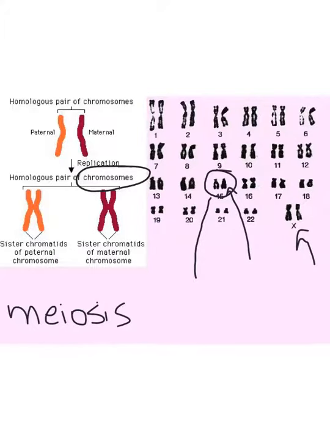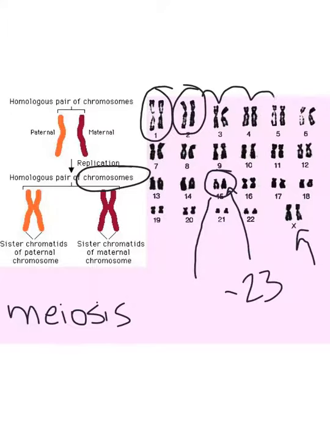You can see we have 23 pairs of chromosomes. So we got two number ones, two number twos. The chromosomes get smaller and smaller as you move down the line. 23 pairs for a total of 46 chromosomes.